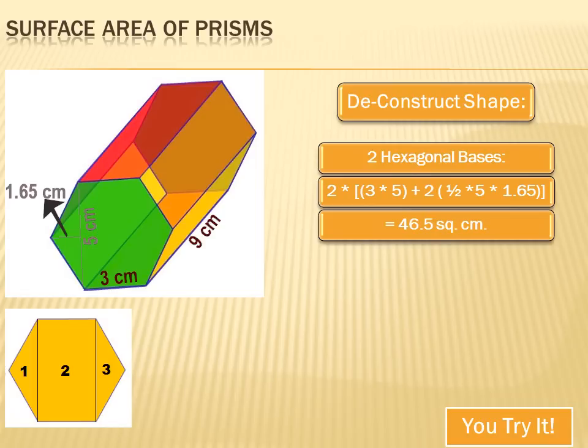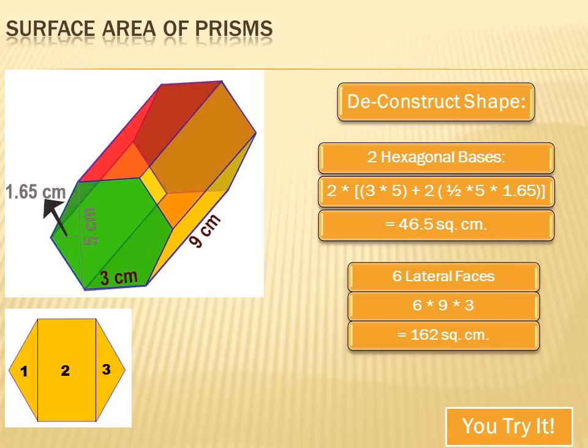Now the easy part. I've got 6 sides. How do I know I got 6 lateral faces? Because the base has 1, 2, 3, 4, 5, 6 surfaces or edges or sides. So if I got 6 sides to the base, I'm going to have 6 lateral faces. So it'll be 6 times the area of each of the lateral faces.